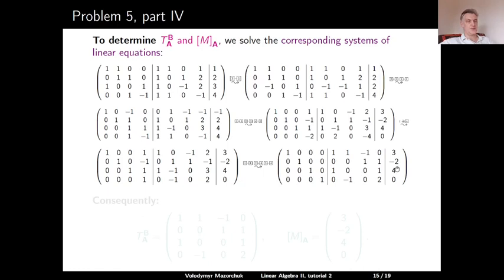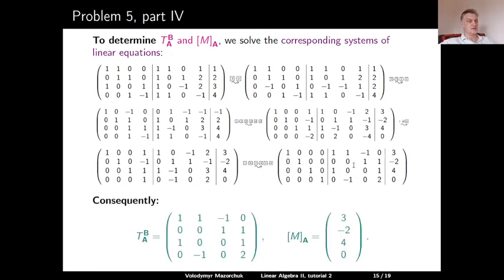And now we can read off the answer from this new matrix. So this 4 times 4 block is exactly the transformation matrix from A to B, because these are the coordinates of B1, B2, B3, and B4 in the basis A. So the transformation matrix from A to B is the matrix 1, 0, 1, 0, 1, 0, 0, minus 1, minus 1, 1, 0, 0, 0, 1, 1, 2, read column-wise. And the last column consists of the coordinates of the matrix M in the basis A. So these are 3, minus 2, 4, 0.